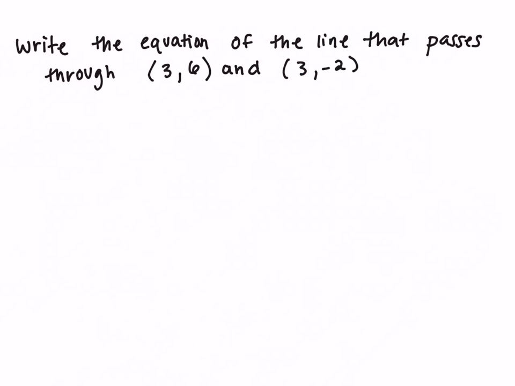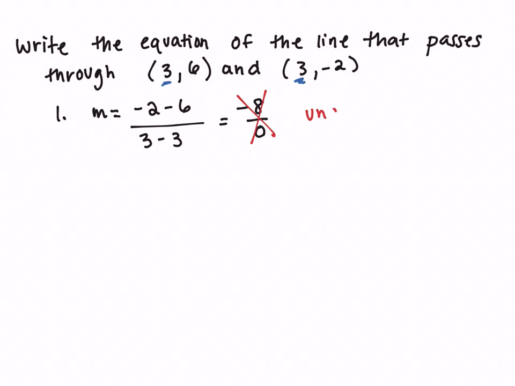Now, for the opposite case, we have: write the equation of the line that passes through (3, 6) and (3, -2). So you probably know what's going to happen here. They both have the same x value, but let's go through it. We have m equals (-2 minus 6) divided by (3 minus 3). And we get -8 over 0. This cannot happen. You cannot divide by 0, so we get an undefined slope. If we drew it on a graph, an undefined slope would be vertical.